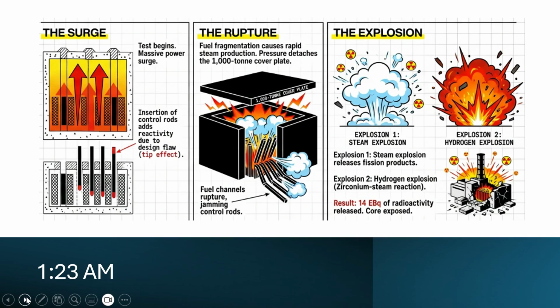At 1:23 a.m., the surge began. Fuel fragmentation caused rapid steam production, which detached the 1,000-ton cover plate. This was followed by two explosions. First, a steam explosion that released fission products, and second, a hydrogen explosion. In total, 14 EBq of radioactivity was released as the core was exposed to the atmosphere.